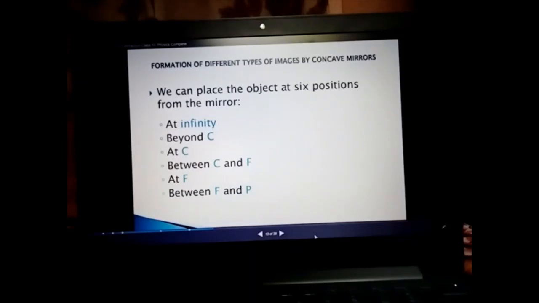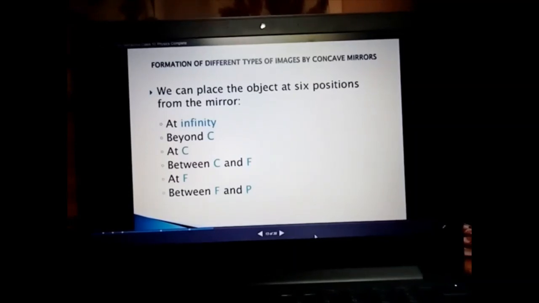The second position is when the object is placed beyond the center of curvature. Third position is when the object is placed at the center of curvature. Fourth is when the object is placed between the center of curvature and focus. Fifth position is when the object is placed at focus, and the sixth and the last position is when the object is placed between focus and pole of the concave mirror.